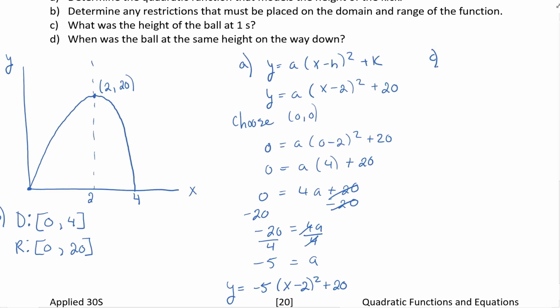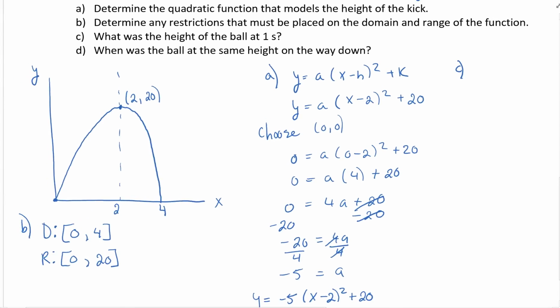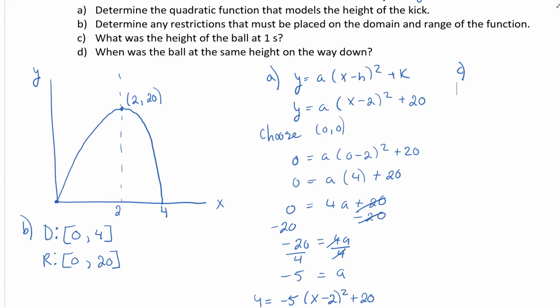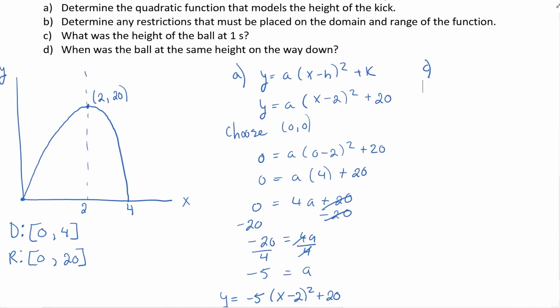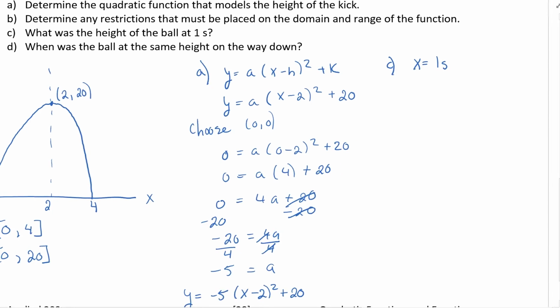For C, what was the height of the ball at 1 second? Well, there's different ways of doing this. You can use substitution, right? You can use the graphing calculator and plug it in there. But what's important to recognize is that time is x, right? So they're saying x is equal to 1 second. So if x is equal to 1 second, I can just plug that right in and solve it algebraically.